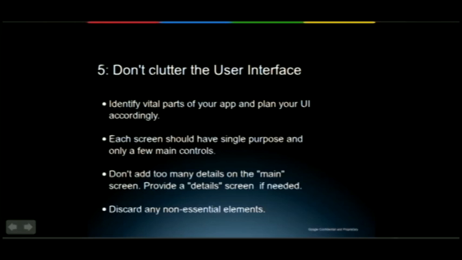Finally, make good use of the large landscape screen space on TV, but don't clutter it. Identify vital parts of your app and then plan your UI accordingly. Each screen in your app should have a single purpose and only a few main controls. Don't overwhelm the user with too many options. Keep it simple. Don't add too many details on the main screen. Provide a detailed screen if needed.